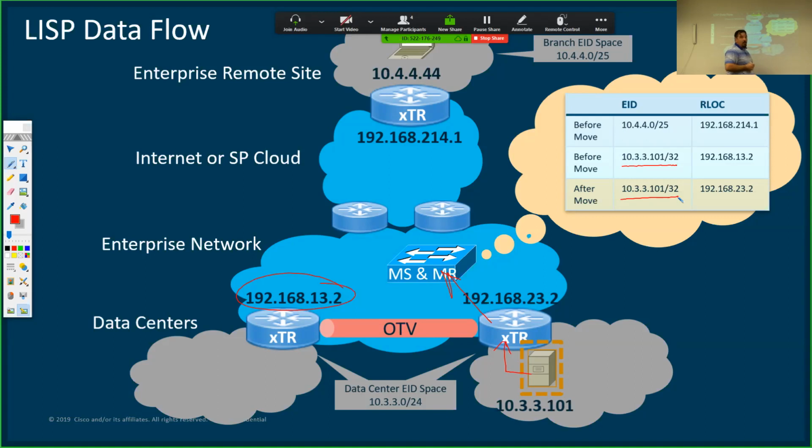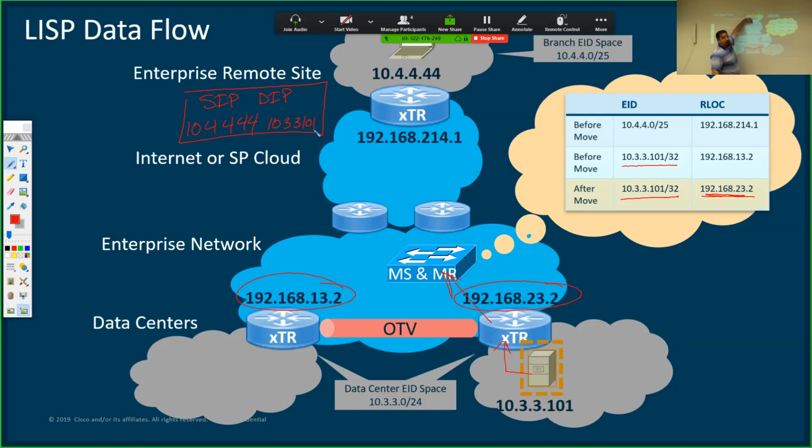10.3.3.101 is now at a new router location, and they send them the IP address of 192.168.23.2. So you've got to advertise that and send that information out. When traffic comes in from 10.4.4.44 up here at the top, it has a packet header, and I'm going to write this right here so we can see this information, with a source IP address of 10.4.4.44 and a destination IP address of 10.3.3.101 in that packet header.